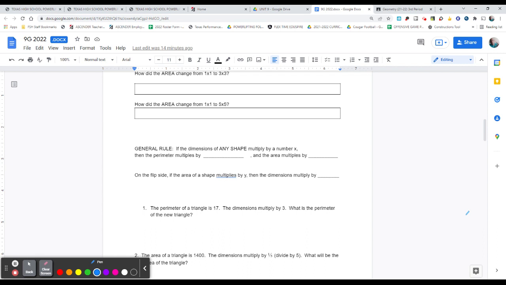Okay, so if the dimensions of any shape multiply by any number x, the perimeter, or the circumference, is going to multiply by the same thing, x. And the area is going to multiply by x squared.